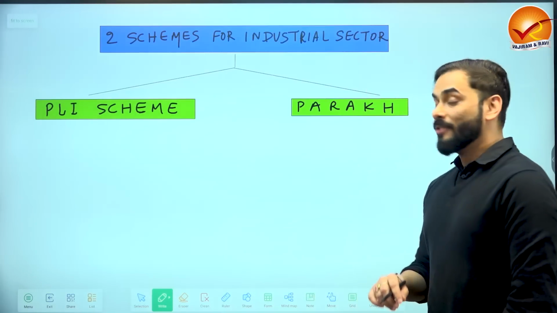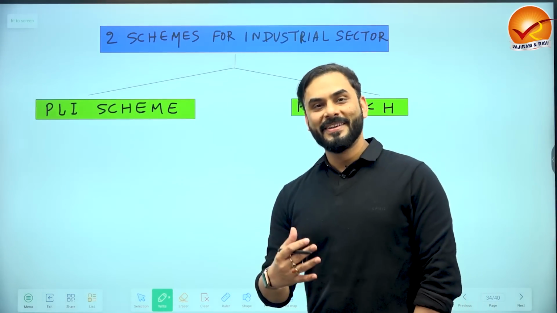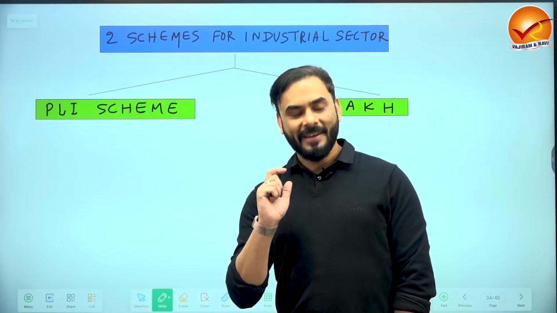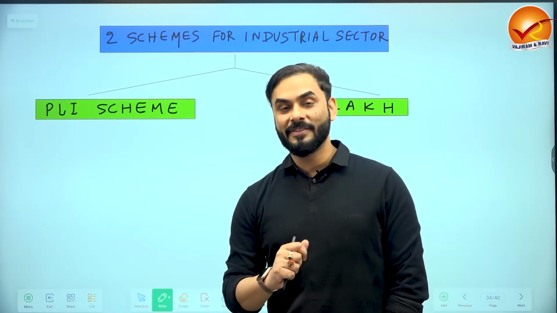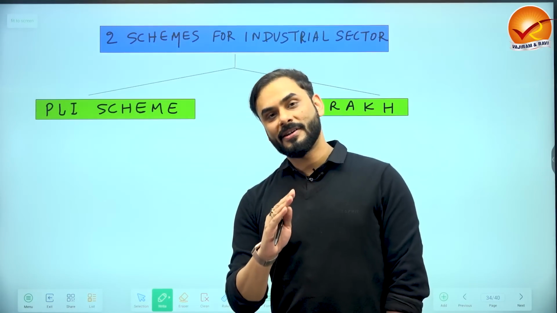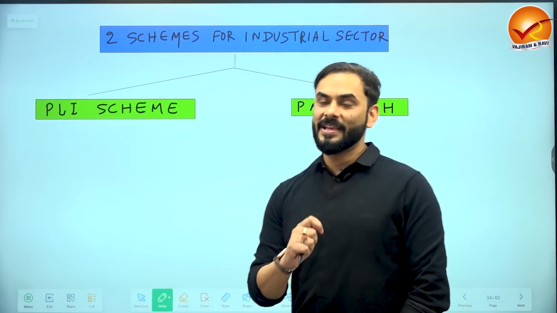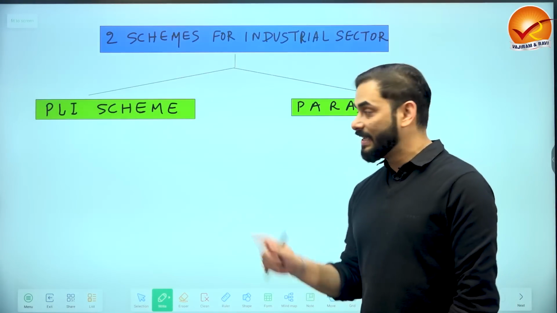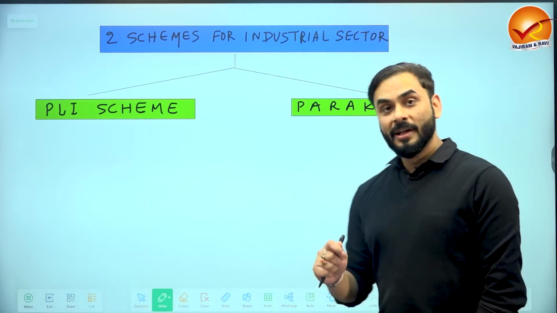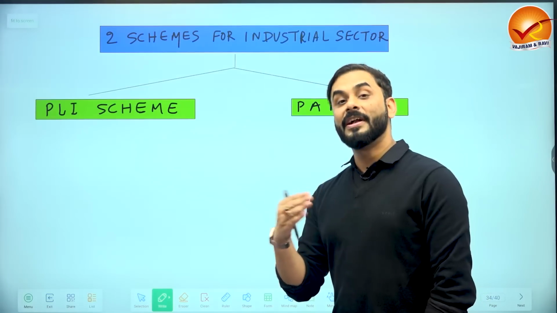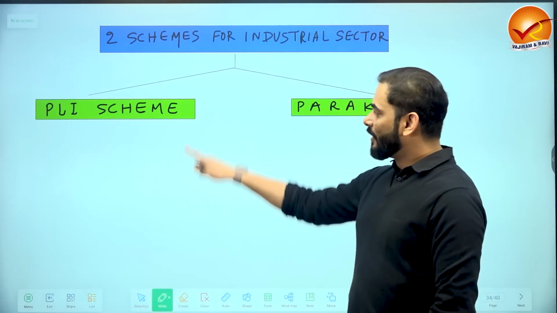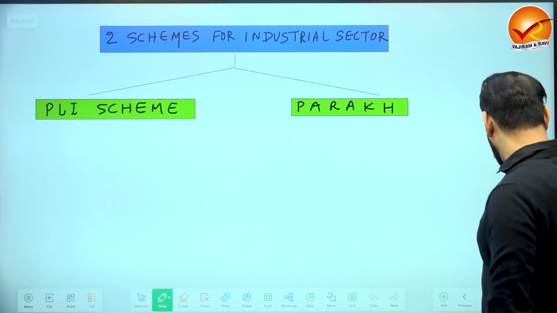Now, you would have heard from me a lot about production linked incentives, right, throughout the lecture. So I thought, why not create a dedicated section on production linked incentives so that you also understand the details related to it. Plus, there is one more scheme which I want to talk about, which is called Parak. These are the two schemes which you will find in the field of industries. So you will see these two schemes a lot in the newspaper. So first we'll start with production linked incentives.